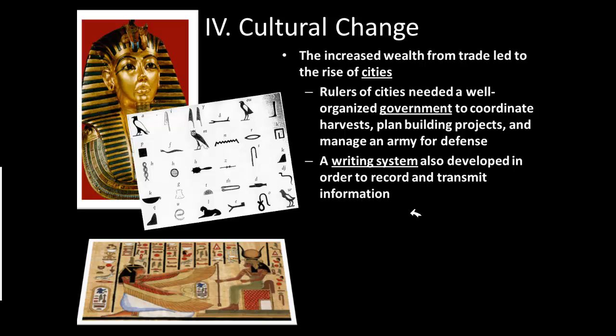So, like to build roads, to defend your nation against invaders, to harvest the crops, to plan for the harvesting of the crops, to make sure all your people are fed. Also, as a result of having an expanding, enlarging empire within these cultural hearths, systems of writing started to develop in order for people to record information and transmit it from one end of the empire to the next.